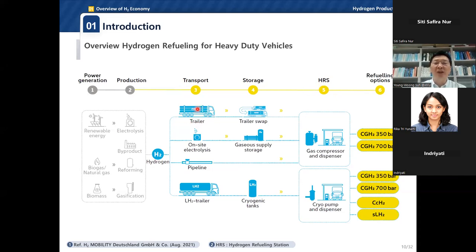Sometimes we will use a trailer or on-site electrolysis at the hydrogen demanding sites. And also we can use the pipeline for LNG, liquefied natural gas. And here, LH2, the liquefied hydrogen, will be used for hydrogen transport. It's now under investigation in many nations. Germany is the top priority nation to use liquefied hydrogen, and South Korea is also working on dealing with liquefied hydrogen. Okay, so refueling options over here: compressed gas hydrogen at 350 bar and 700 bar, and also using a cryo pump, with the same pressures for compressed gas hydrogen, and liquefied hydrogen will be used for the refueling options.